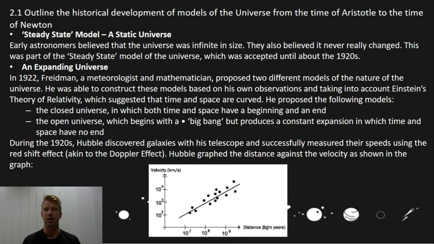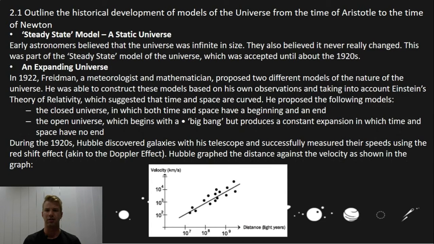So the expanding universe. In 1922, Friedman, a meteorologist and a mathematician, proposed 2 different models of the nature of the universe. He was able to construct these models based on his observations and take into account Einstein's theory of relativity, which suggested that time and space are curved. He proposed 2 models, which is a closed and an open universe.